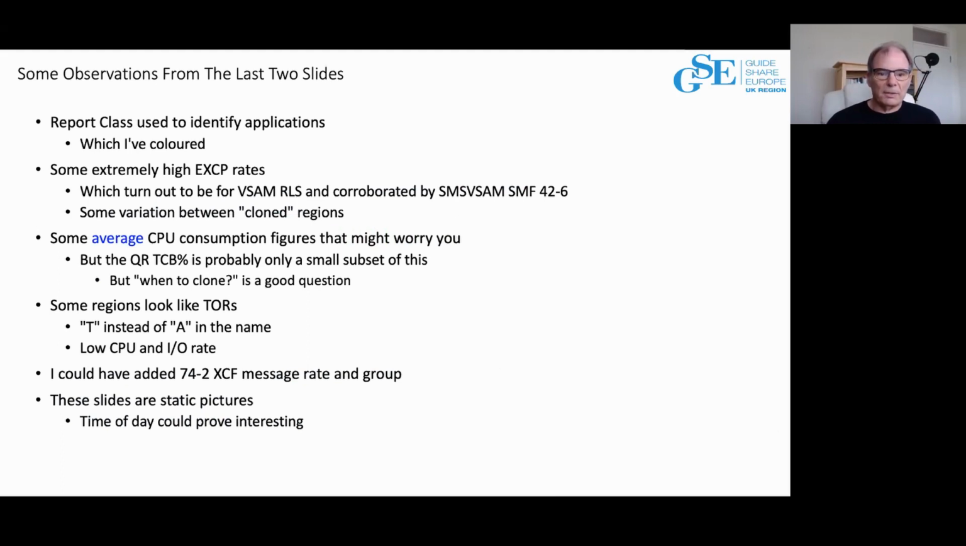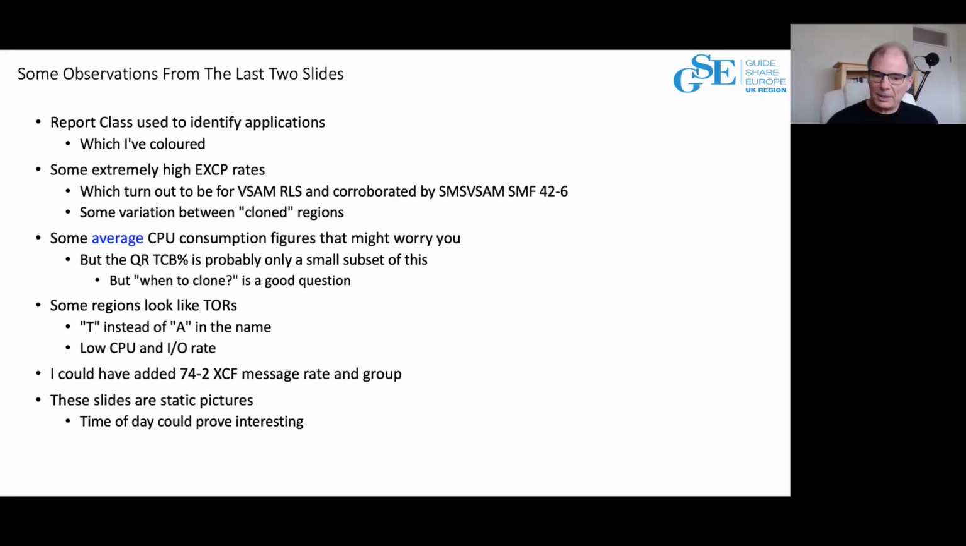So I've kind of covered this, but there are a few other pieces in it. I didn't touch on the second item, which is that some of those regions have extremely high EXCP rates, which turn out to be for VSAM record level sharing, and SMF 42 subtype 6 corroborates this. So some of the regions are clearly data owning in some sense. Some of the average CPU consumption figures might worry you. I glossed over that too, but we've already talked about that. Some of the regions look like TORs just because they have T instead of A in the name, and they have a low CPU and IO rate, which might corroborate that.